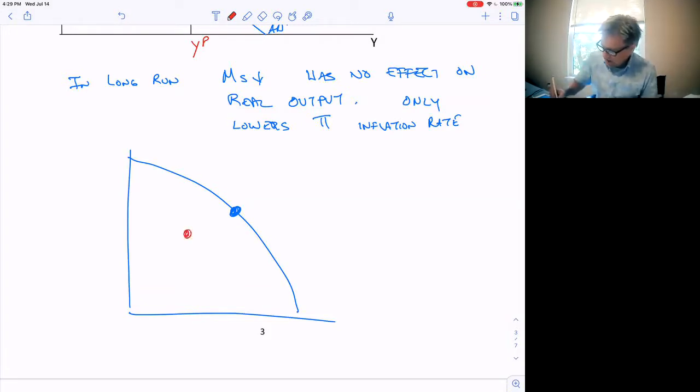So in other words, if we're inside the PPF here, maybe we're in a recession, increases in the money supply will stimulate the economy and will move the economy out towards potential. But it won't change potential. It'll just change where we are in relation to potential.